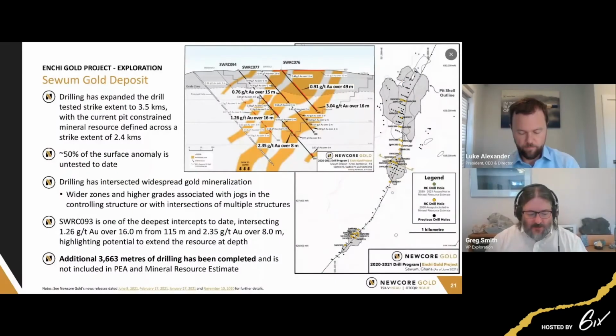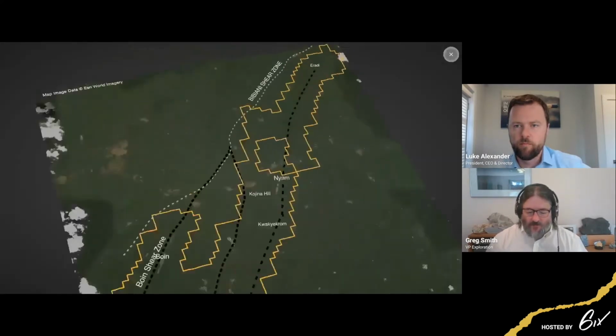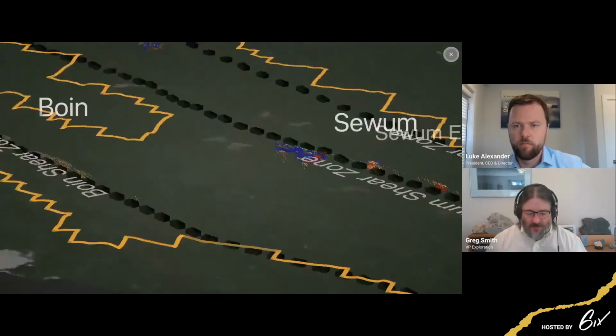First deposit we'll look at is Sewum. So again, it's the largest of the 4 deposits that we have now. We'll go into the 3-dimensional model and look at this in a little bit more detail. Again, important to note that outside of even the resource update that was included in the PEA this week, we've now completed another almost 4,000 meters here at Sewum.